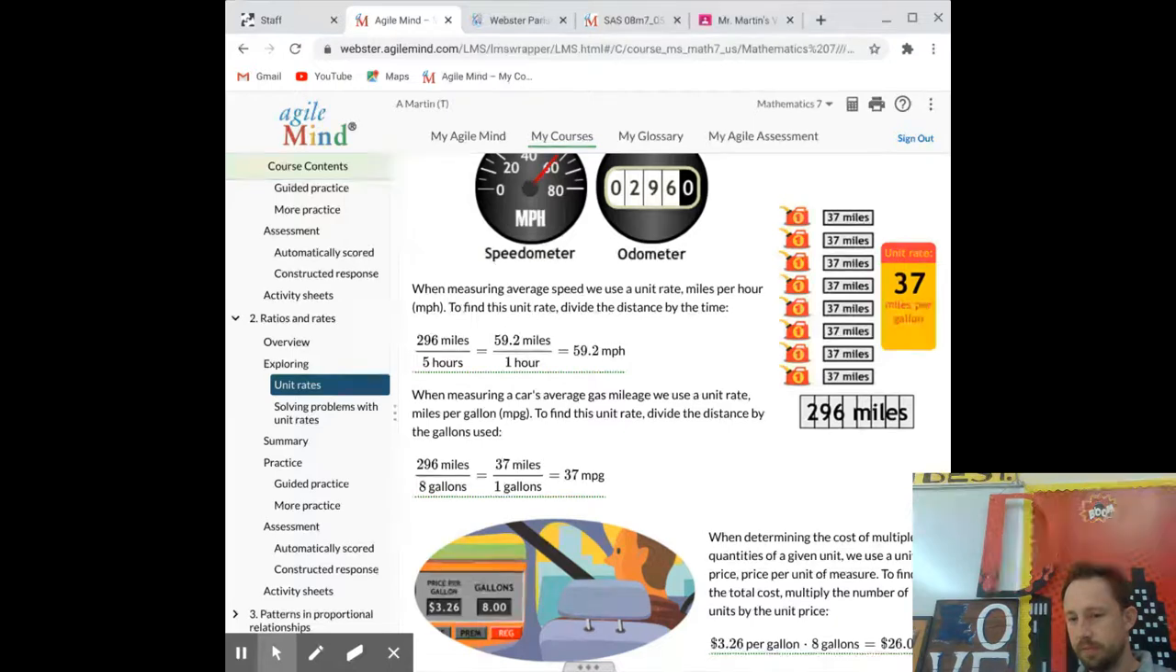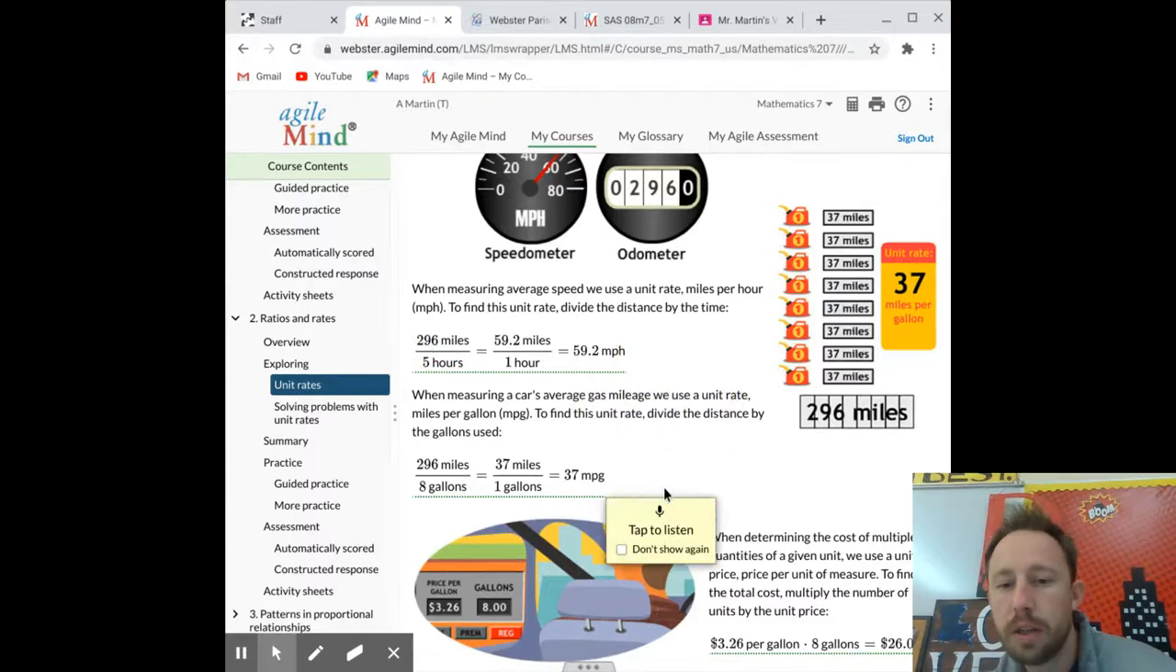When determining the cost of multiple quantities of a given unit, we use a unit price per unit to measure. To find the total cost, multiply the number of units by the unit price. Perfect. All right, so when we do that, what did we get? $26.08. Correct. That is a review of everything that we just did. So this is all of your answers. Except for this one's a little off, but the other two are good. So we're going to take this info and move on to part 4.